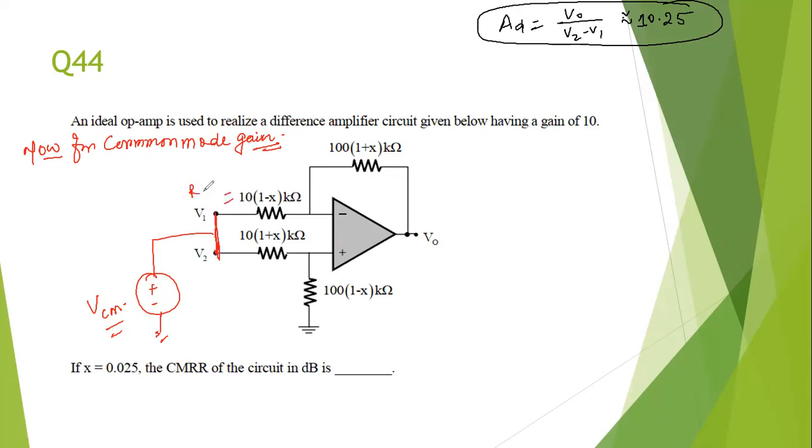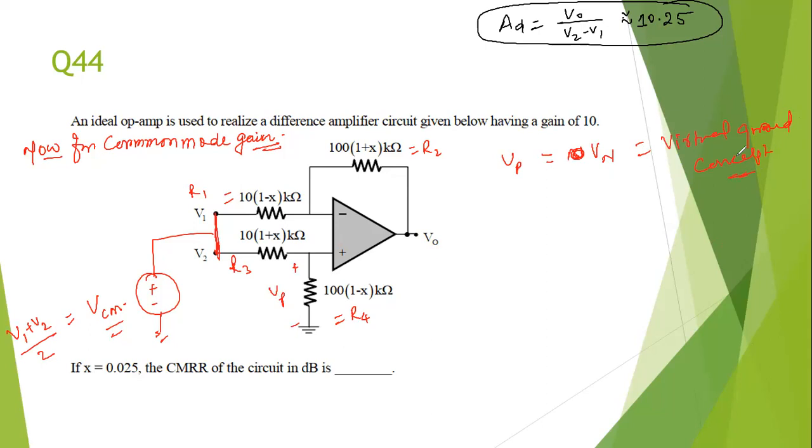Let's say this resistance is R1, this is R3, this is R2, this is R4. I have already discussed what the R1, R2, R3 and R4 values are. VCM is the average of both input voltages, so V1 plus V2 by 2. Now let's say this potential is Vp. So what should be the value of Vp? Vp equal to Vn by using the virtual ground concept.